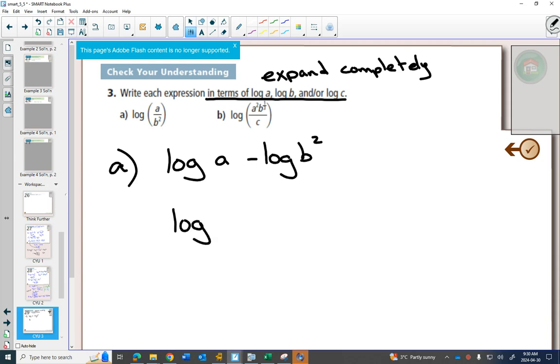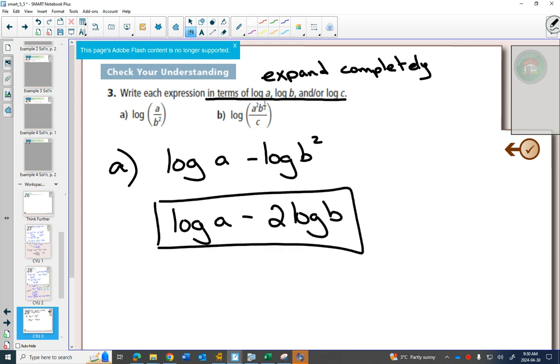Next, in terms of log B means there's no exponents. I can bring that exponent out in front. And this is my final answer, expanded completely.